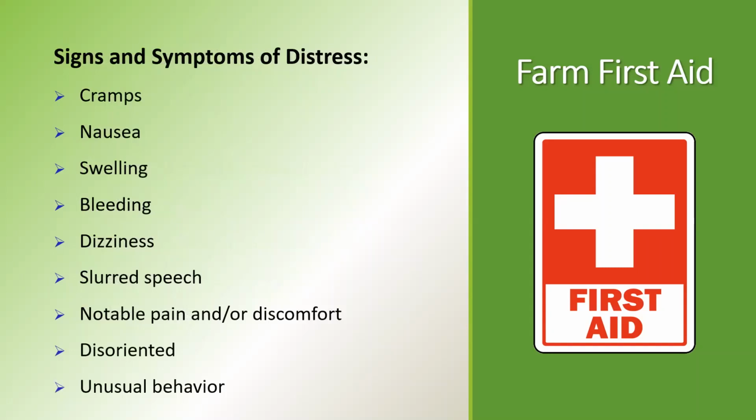Knowing signs and symptoms of distress is important, and helping your employees identify this with either A, themselves, or B, other employees: cramps, nausea, bleeding, dizziness, slurred speech, notable pain or discomfort, disorientation, and unusual behavior. Encourage employees to speak up if this is occurring to them, because sometimes these are not visible to another person. You may not notice that the individual working next to you is cramping, or they may feel nauseated, unless they actually tell you. So encourage employees to speak up if they are experiencing any of these symptoms, so that you can provide the right care and aid to prevent it from escalating into something more serious.